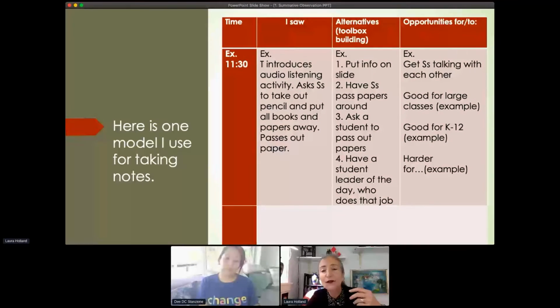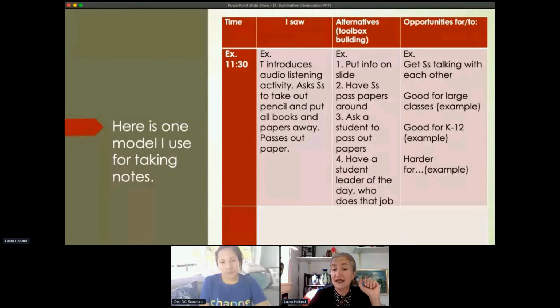Okay, and then over in this final column is where we can think about, okay, well, what would these be good for? Well, putting the information on the slide would be really good for giving visual support, especially maybe at lower proficiency levels, so they can hear and read at the same time. Or having the students pass the papers around, or asking a student to pass out the papers. Maybe that's great if you have a really large class, right? And you don't want to pass out individually to every single student because that will just take too much time. Or you can think about, ooh, this would be really good if you're working with K through 12 with younger students, or if I want to make it more challenging. So that's what this column is for.